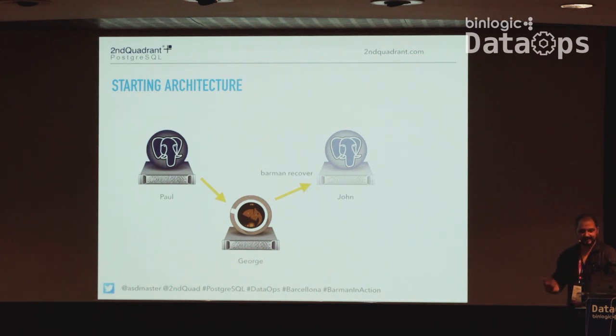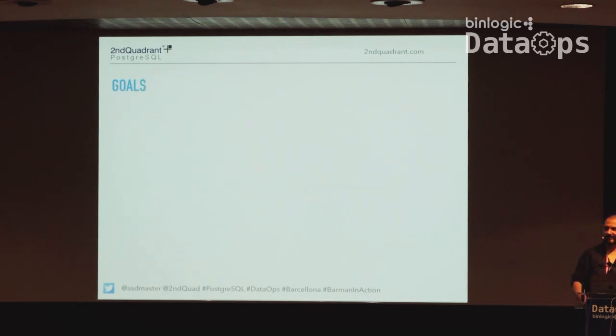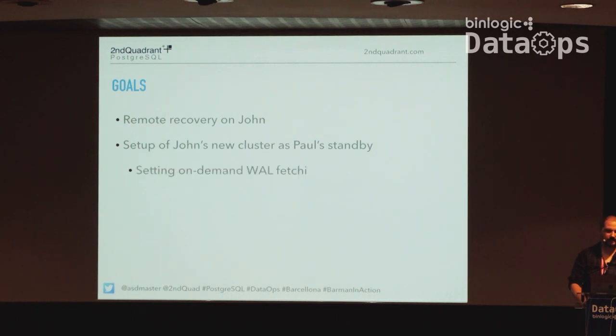Okay? Let's see how it's possible to do that using barman recover. So what we want to do is execute a remote recovery on John. Set up John's new cluster as a Paul standby, setting it up on demand while fetching. What does this mean? There is no direct connection between Paul and John, but John is going to use Barman to fetch the WAL files and reach the same point as Paul.